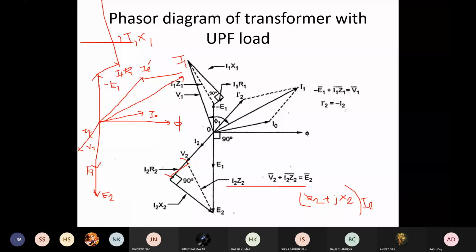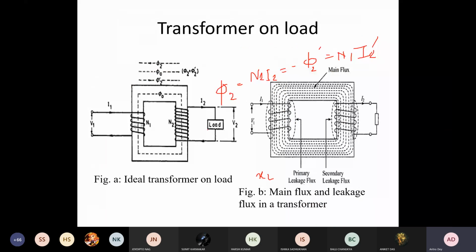What is the angle and why is it happening like this? Why is V2 lagging E2? Okay. Here, whenever you have this coil, this is your V2, the terminal voltage across the load. If you measure, this is your V2. Then here, this is your E2.